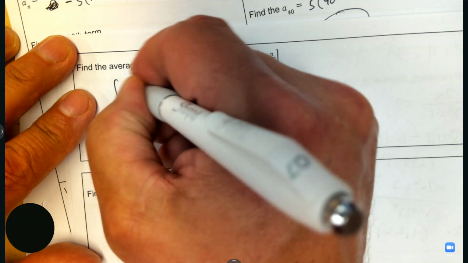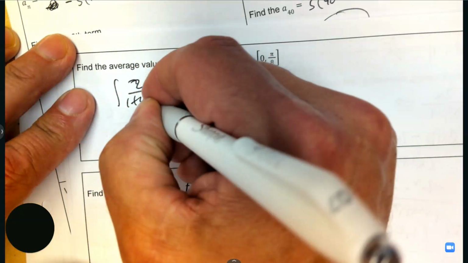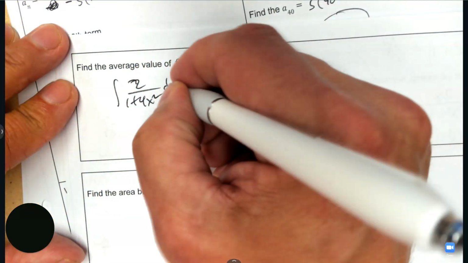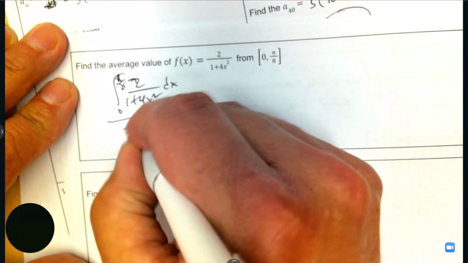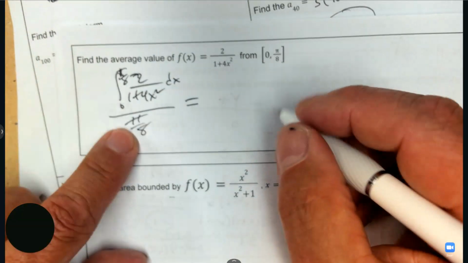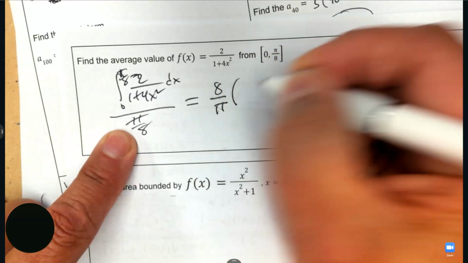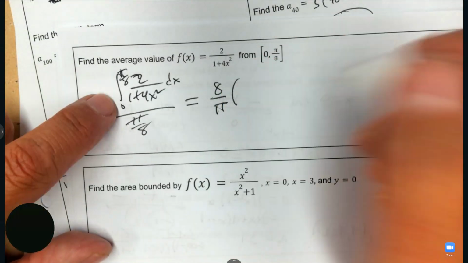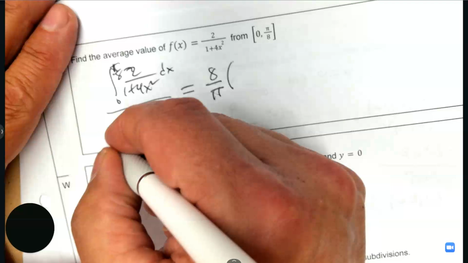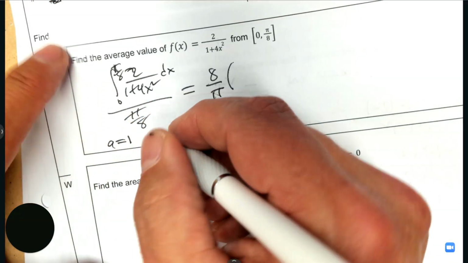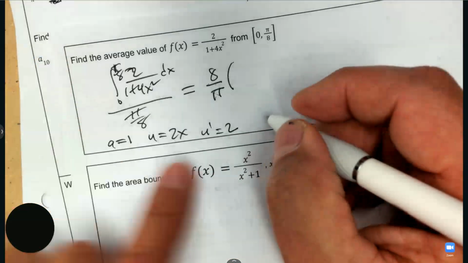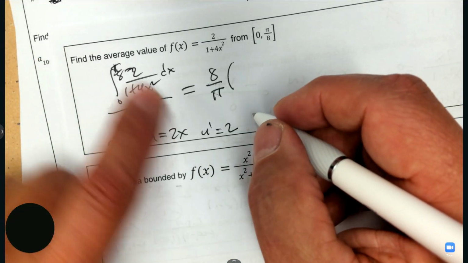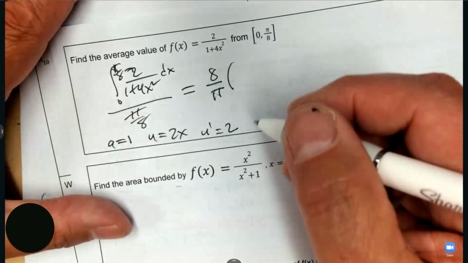Find the average value of this. That's an integration question. Those are the bounds, and then you divide by the difference of the bounds. Now when you divide by a fraction, times the reciprocal. And then this is arc tangent. So a is the square root of 1, u is the square root of 4x squared, and u prime is the derivative of 2x. It's actually perfect, so we don't need any adjustment.